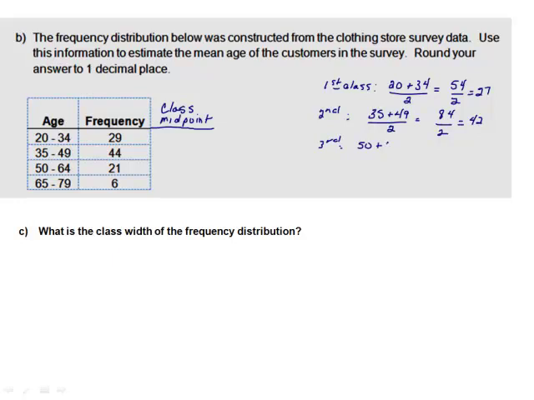For the third class, we end up with 57. And for the last class, we have 65 plus 79 divided by 2. Which gives us 72. So here are all of our class midpoints.